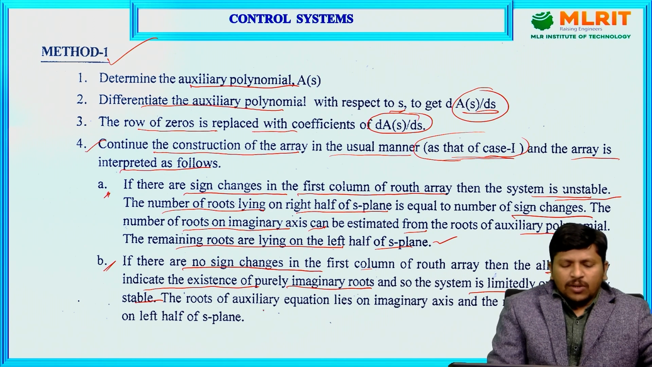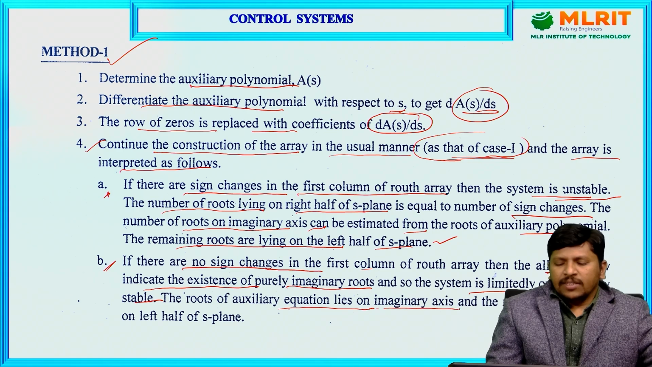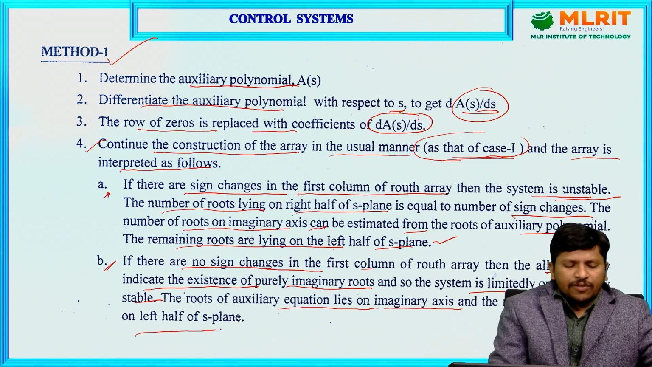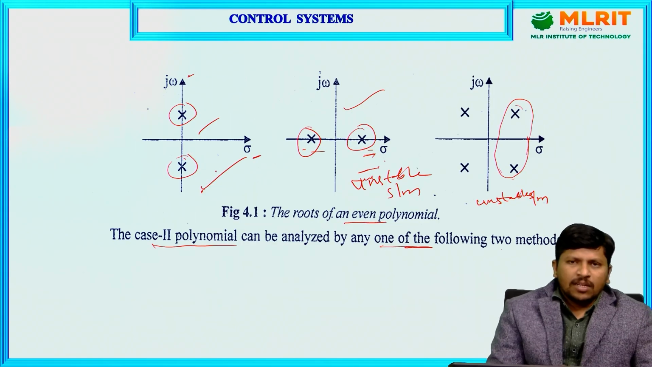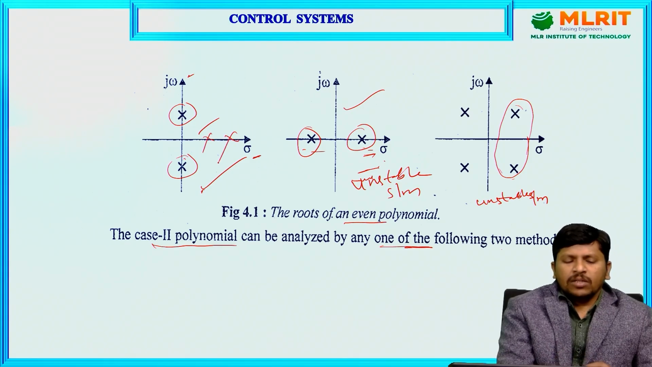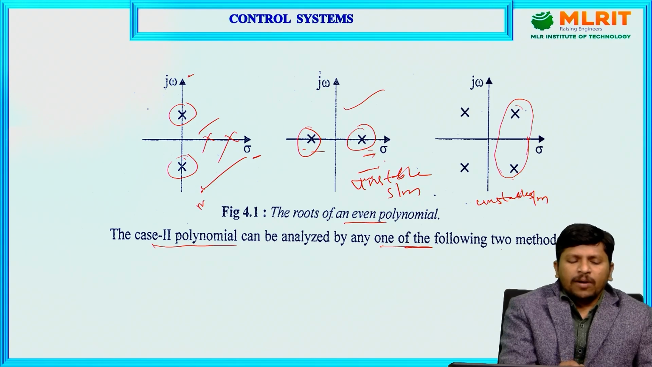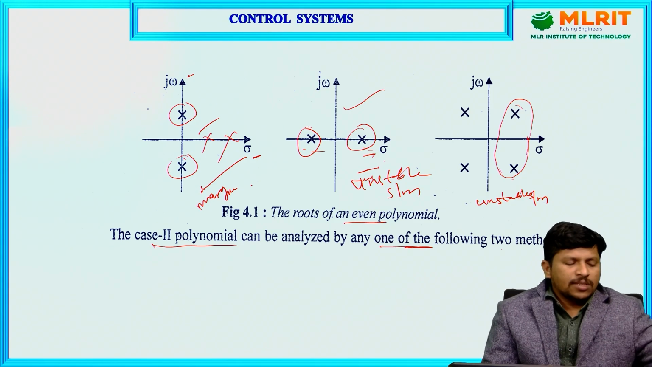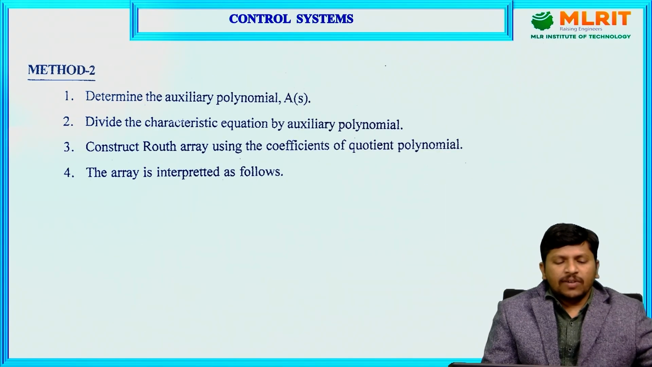Okay, the roots of the auxiliary equation lie on the imaginary axis, and the remaining roots are in the left half of the S plane, like this. Left half of the S plane, imaginary or left half of the S plane. When we draw it like this, this one is also a marginally stable system we consider. This is the method 1 condition.